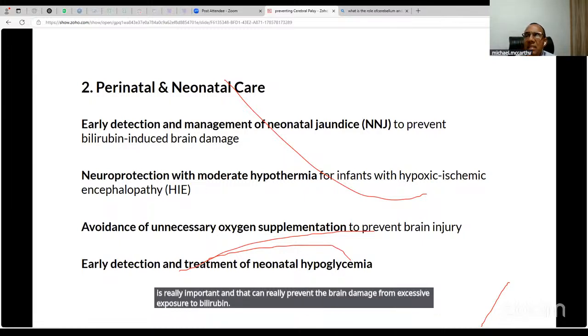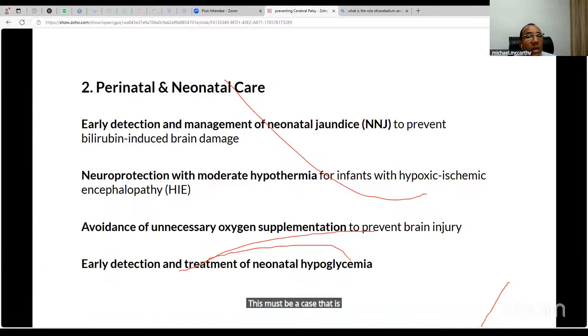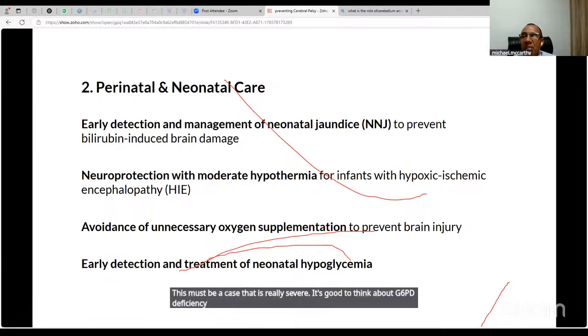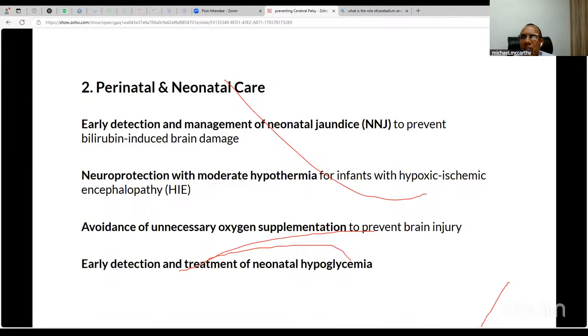This must be a case that is really severe. It's good to think about G6PD deficiency. I remember the case I saw was a child that had G6PD deficiency and suffered severe neonatal jaundice and ended up with some form of cerebral palsy. And so that's a very important thing.